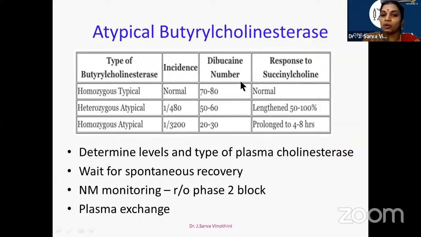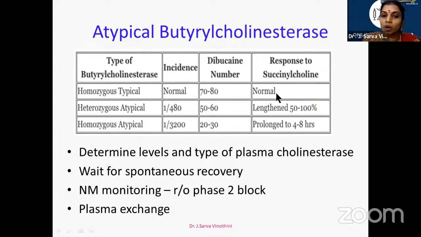So this can be found out using the dibucaine number. Dibucaine is a local anesthetic which also inhibits plasma cholinesterase. So if the patient has a normal enzyme, his dibucaine number will be 80 and his response to succinylcholine will also be normal. In case he has a homozygous enzyme code for atypical butyrylcholinesterase, then the response to succinylcholine will be prolonged by 4 to 8 hours. In case he's heterozygous, he'll be somewhere in between, lengthened around 50 to 100%. So might be our patient has homozygous coding for atypical butyrylcholinesterase.